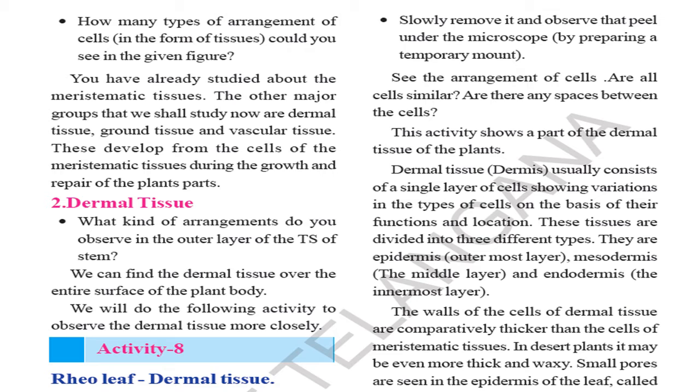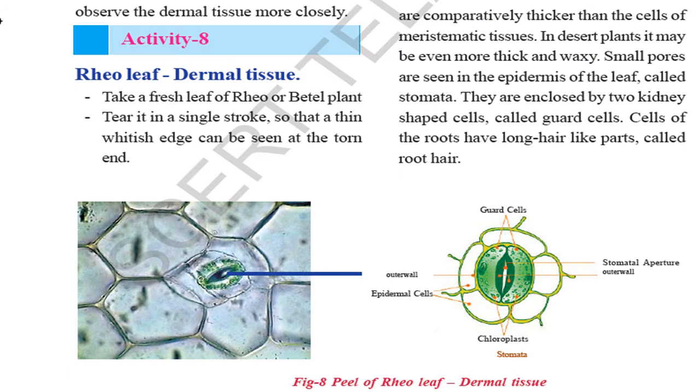What happens in desert plants? We see that the walls may be even more thick and waxy. Small pores are seen in the epidermis of leaves called stomata, which is more closely seen. Now the Rio leaf, the experiment which we are doing about the dermal tissue, is Activity 8.